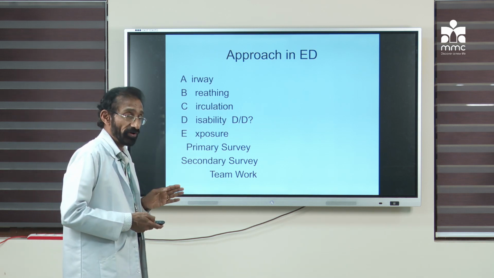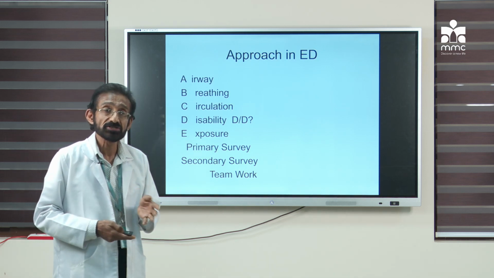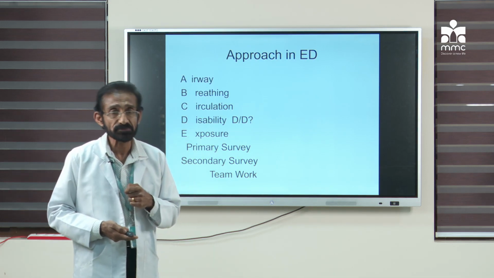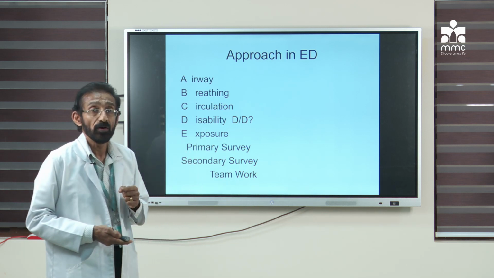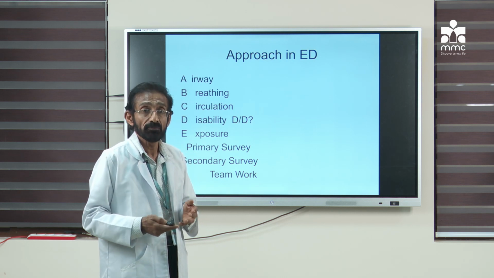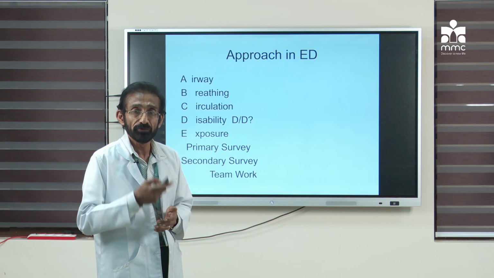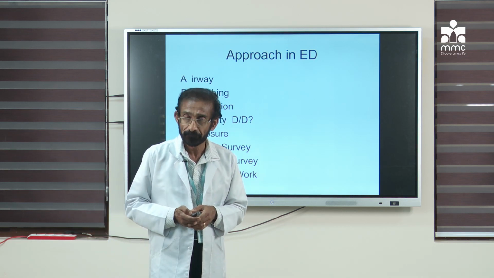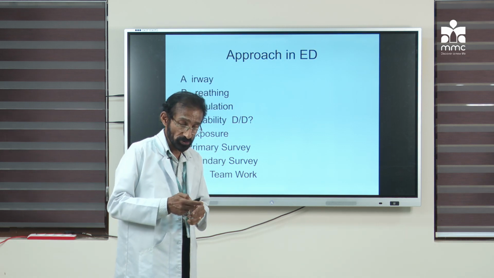A means airway. You assess whether the airway is clear. Supposing the patient is choking on his own aspirations, or a foreign body, or blood aspirated in the airway, or due to trauma the trachea is damaged, then you have to maintain the airway. Whatever type of treatment you do, if you do not maintain the airway properly, you are likely to lose the patient. So, looking at the airway is the most important thing.